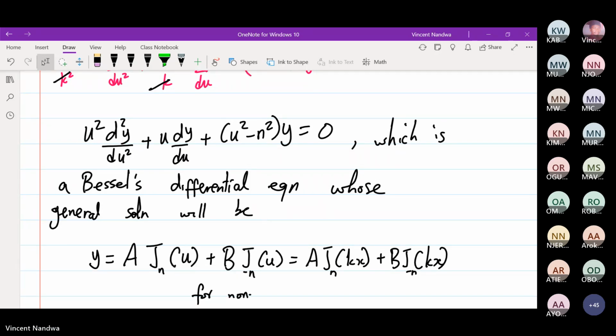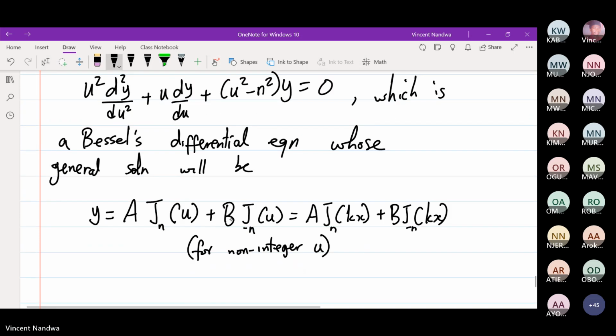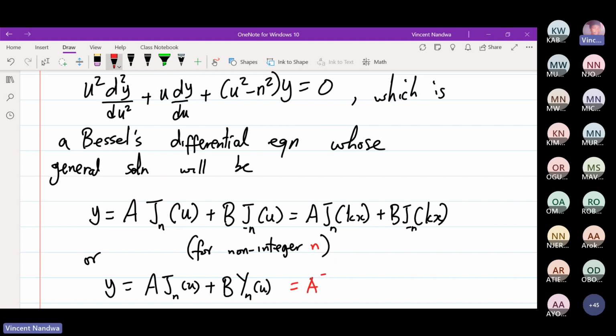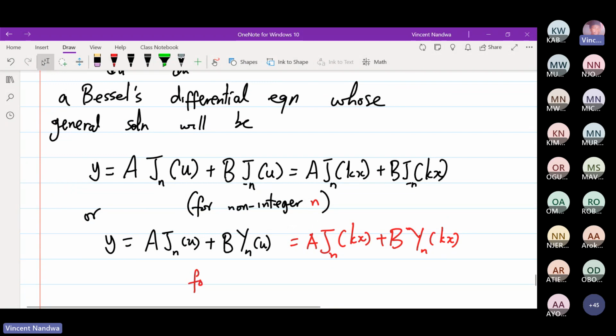Or y equals a J n of u plus b Y n of u. This is for non-integer n. Which is the same as a J n of kx plus b Y n of kx, for any n, whether integer or non-integer.